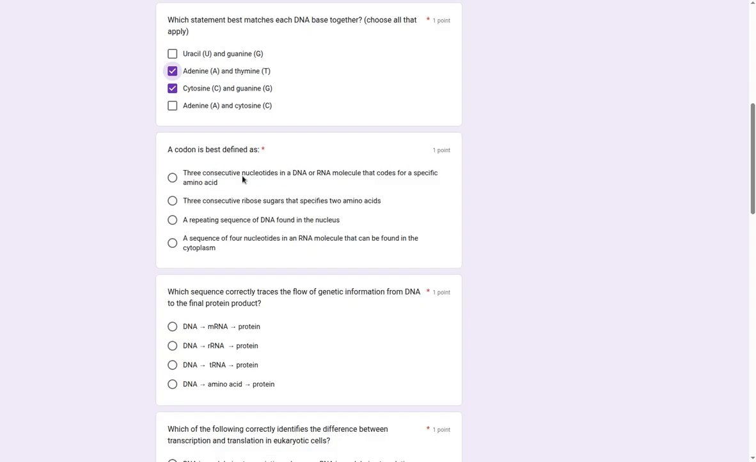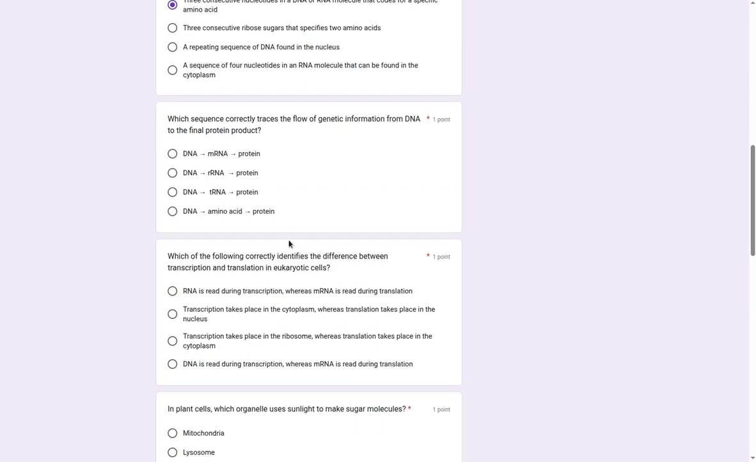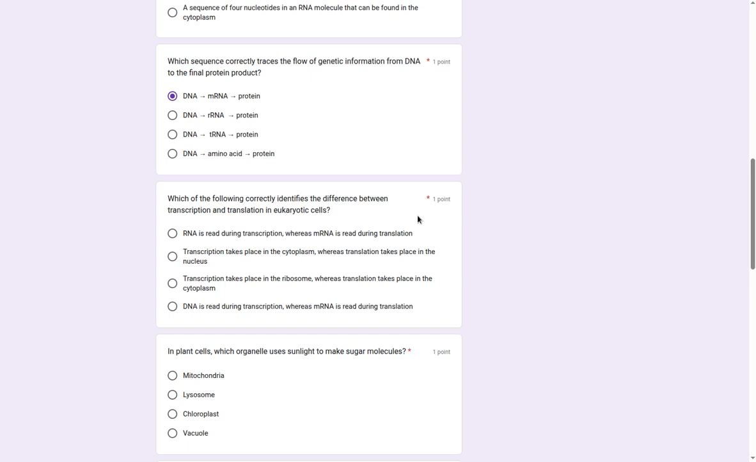I think a codon is defined as, okay, I think this, or this. A codon. Okay, I think I'm a bit confused. Three nucleotides as far as I can remember. Which sequence correctly traces the flow of genetic information from DNA to the final protein products? So it's DNA to mRNA to protein, messenger RNA. I think DNA to mRNA to protein. As far as I can remember, this is it.